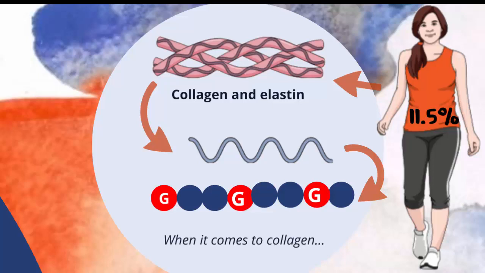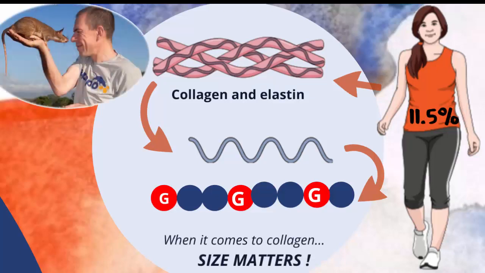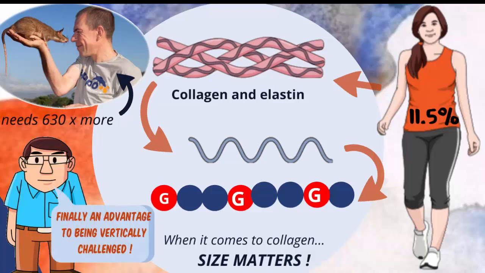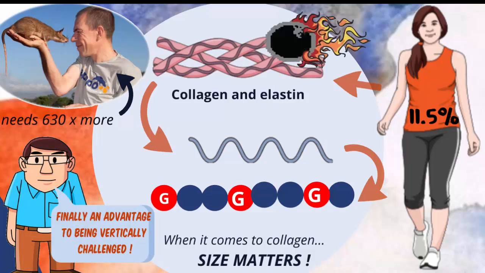Now, when it comes to collagen, size matters. It's estimated that the average human needs 630 times more collagen than a rat. And if you're bigger than average, well, you need more than that. And if your collagen is taking a hit because of bad body chemistry, you'll need a little extra glycine to take care of the trouble.